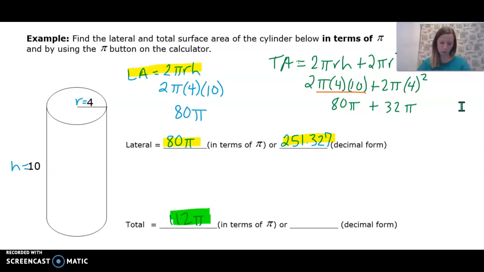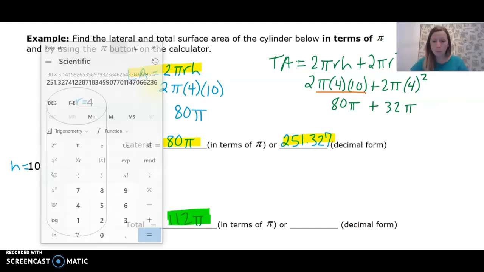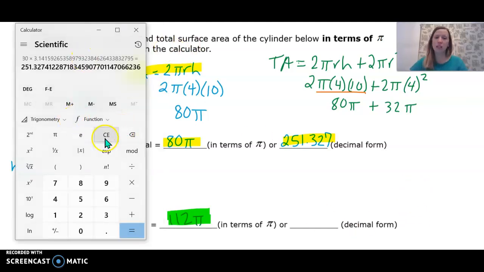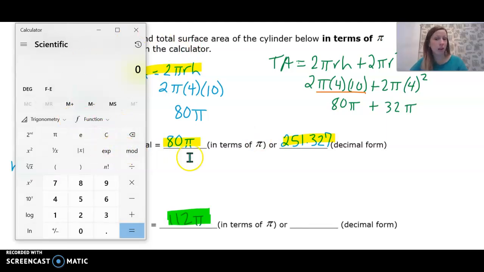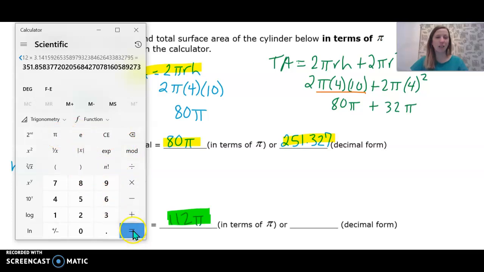And next we're going to look at what our answer would be as a decimal. So we're going to grab our calculator, and I like to clear it out first before I type anything else on it. And we're going to type in 112, and we're going to multiply it times pi and hit equals, and we are once again going to round to the thousandths place, which is 3 places after the decimal. So 351.858.